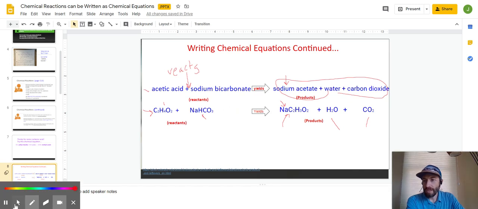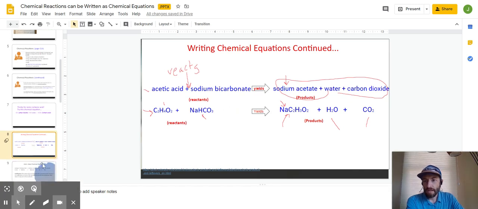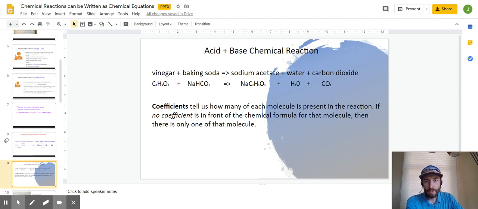So now you're going to copy down this reaction, and I'm going to ask you to be very careful in your writing so that you have all of the subscript numbers written correctly. On page C13, you're going to copy this down under your notes. It says acid and base chemical reaction. Vinegar reacts with baking soda to yield sodium acetate and water and carbon dioxide.